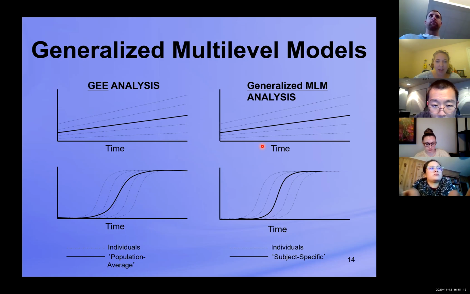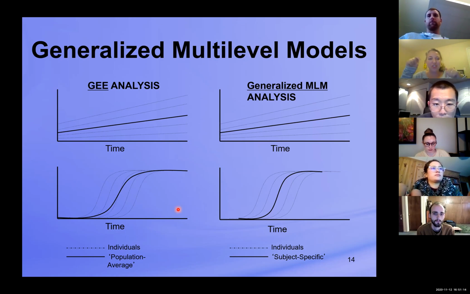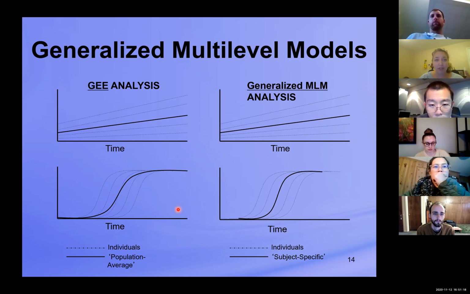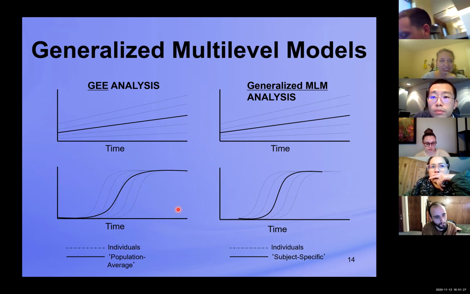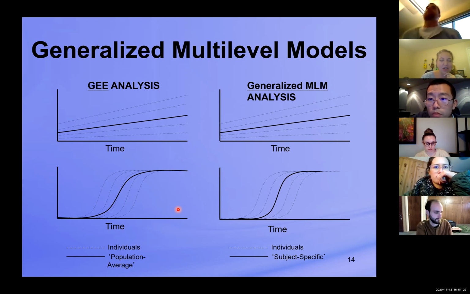Now I want you to look at the bottom two pictures. Do these look the same? This is doing logistic regression. So the chance of something, maybe it's the chance of graduation. So over time, what happens to the chance of graduation? The graduation rate.